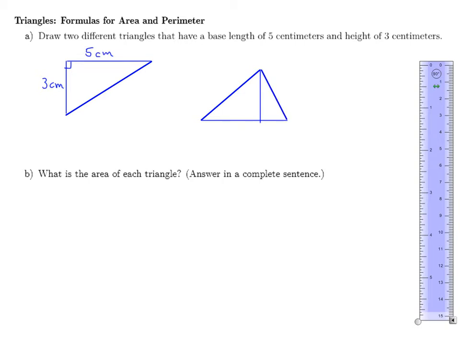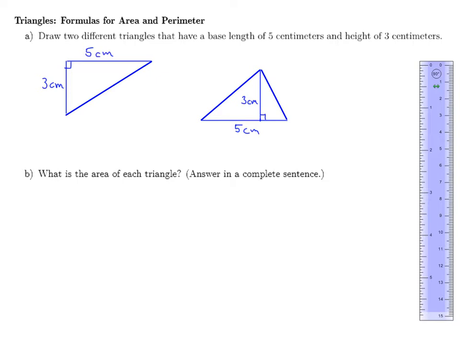Okay, and I'll label this. So that height was 3 centimeters, and my base was 5 centimeters, and the right angle occurred where I formed that height. I now have two triangles that each have a base length of 5 centimeters and a height of 3 centimeters.